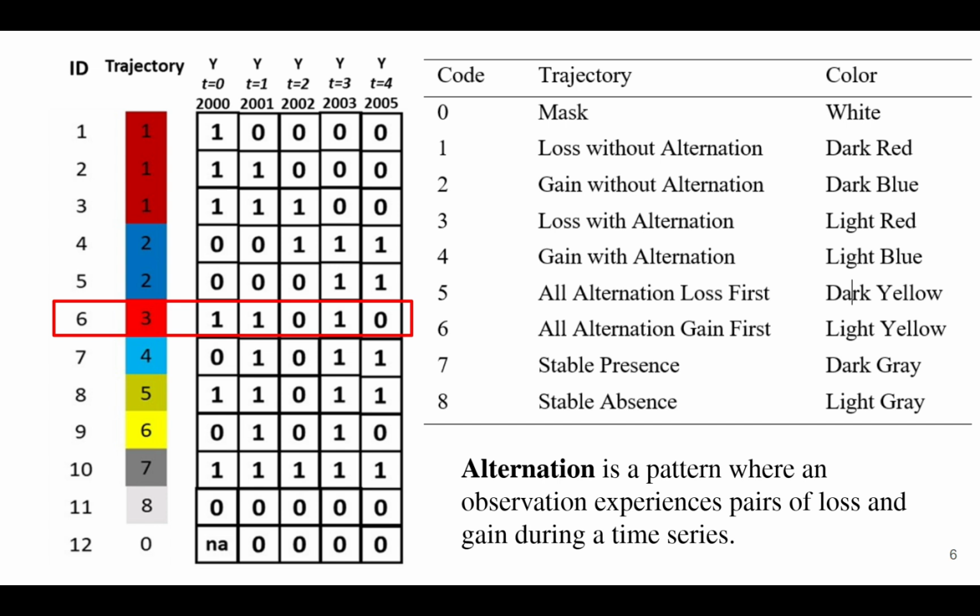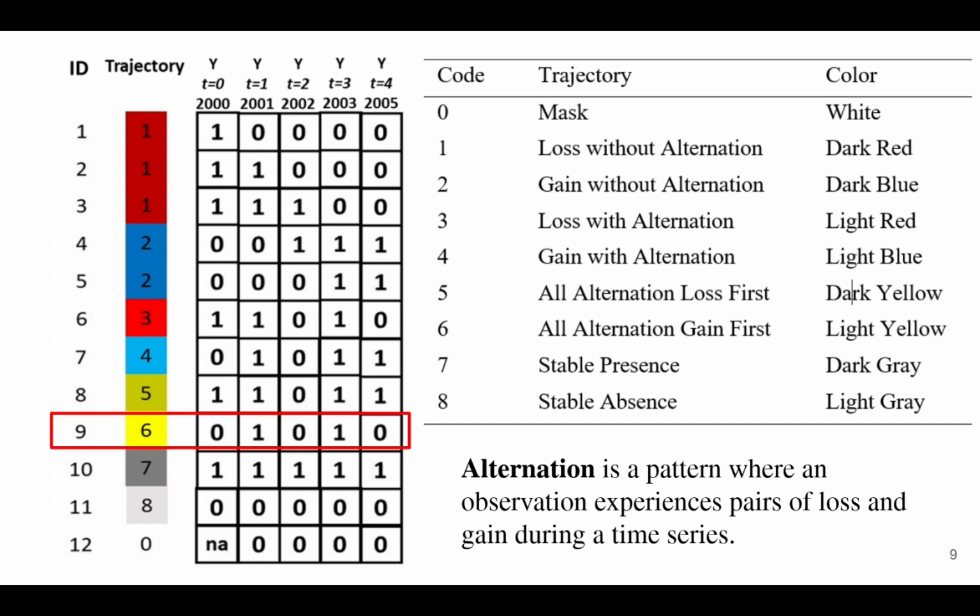Alternation is a pattern across a time sequence that has both loss and gain. Observation ID 7 begins with absence, gains, loses, then gains to end in presence, which is a trajectory called gain with alternation. Observation 8 begins with presence, loses, then gains to end in presence. This trajectory is called all alternation loss first, because all of the change is alternation while the first change is loss.